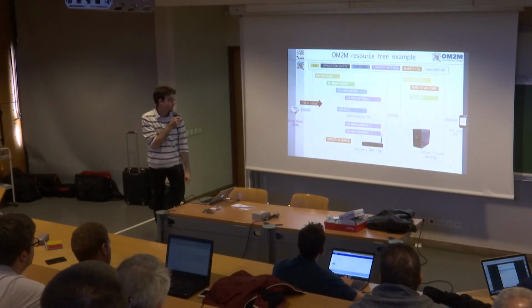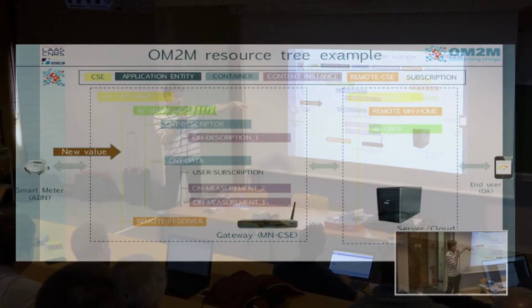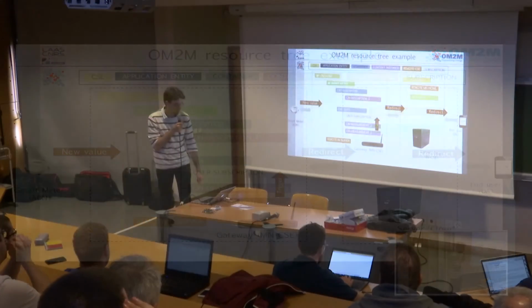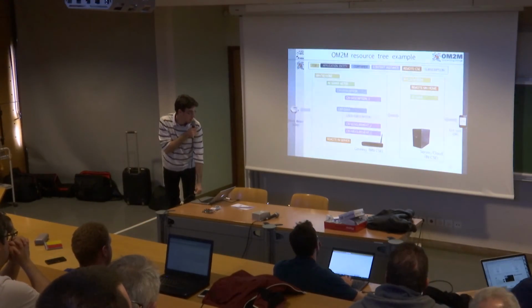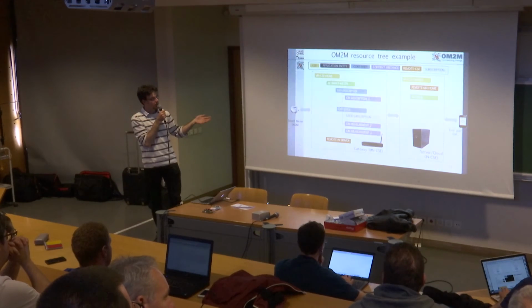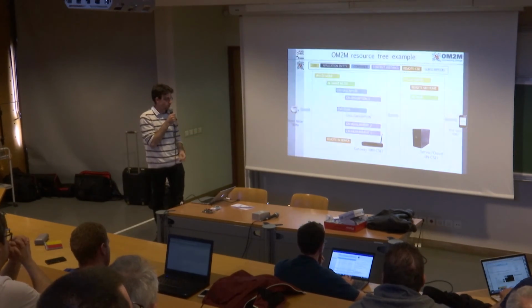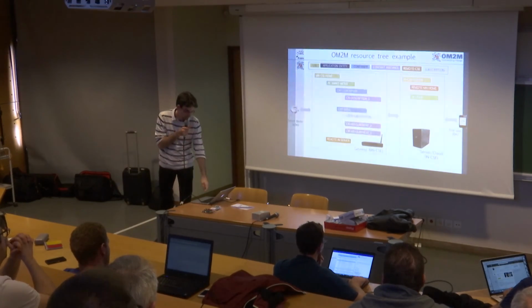So here you have now a user subscription that is created in the gateway, and when the smart meter pushes a new value, it will trigger the subscription, and then the gateway will send a request to the IN, and it will be redirected to your application. So you can be notified of a new instance of consumption. So here it's just a little sample of a oneM2M architecture and how it can be run.